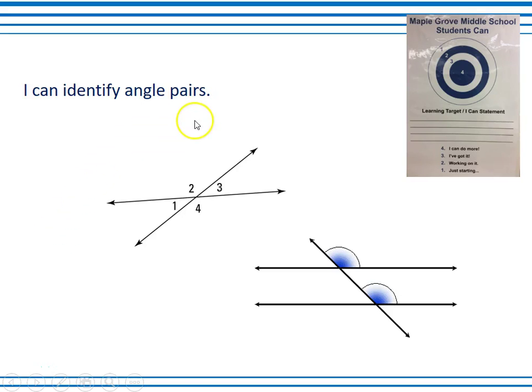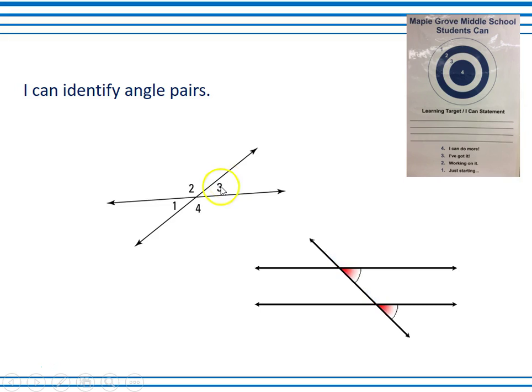Hello, our learning target today is I can identify angle pairs. Right here you see two intersecting lines. Intersecting means that they cross. And we're going to talk about how angle 2 and angle 4 are related, as well as how angle 1 and angle 3 are related.